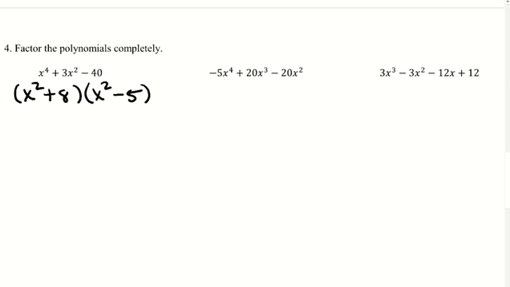Okay. And x squared minus 5 is not something that I can factor any farther, so I'm going to be done. If that was x squared minus 4, x squared minus 1, or x squared minus 25, it was a difference of two squares, then I could go a little farther and get more factors.